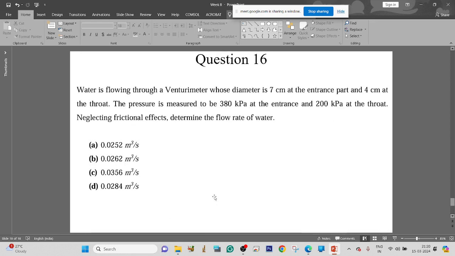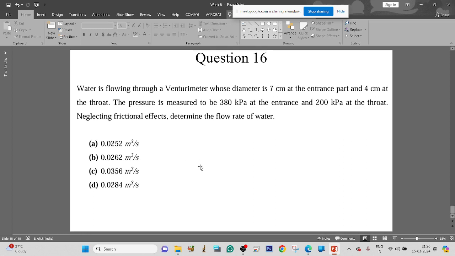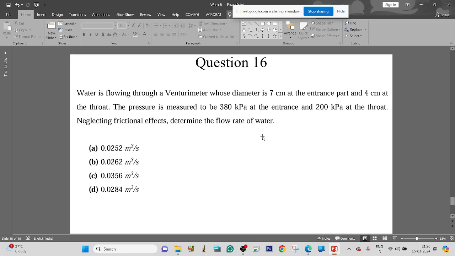Okay. Last question for today. Water is flowing through a venturimeter whose diameter is 7 centimeter at the entrance part and 4 centimeter at the throat. The pressure is measured to be 380 kilopascal at the entrance and 200 kilopascal at the throat. Neglecting frictional effects, determine the flow rate of the water. Okay, so this is very easy. Again, apply Bernoulli's equation and find out the velocity, and from that, the volumetric flow rate. I'll give you 1 minute to solve this. This is very easy.